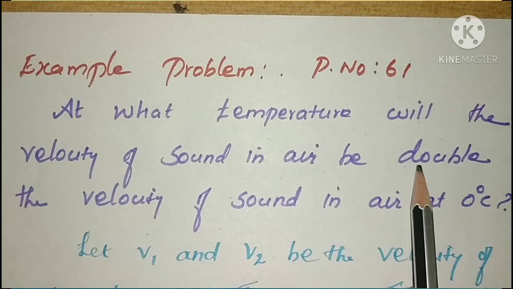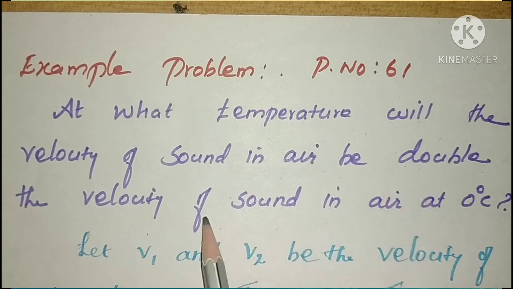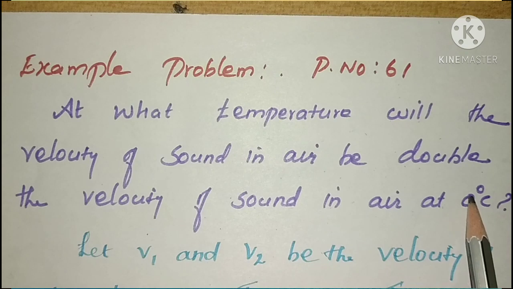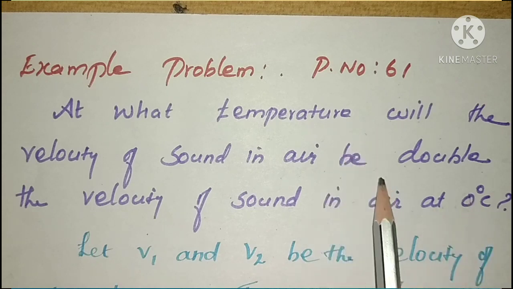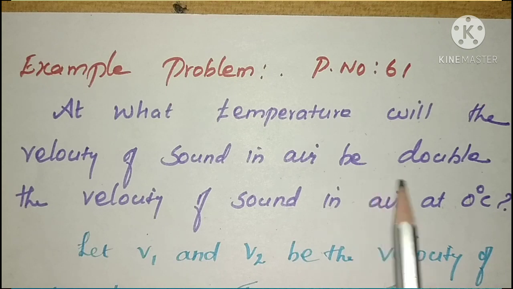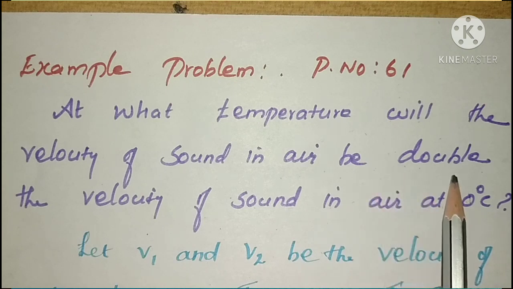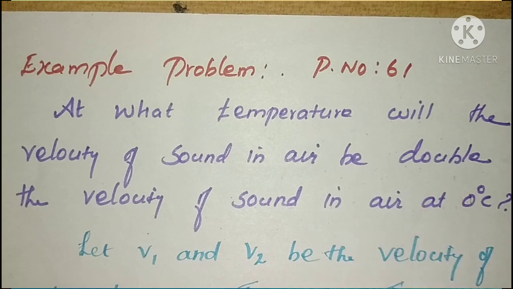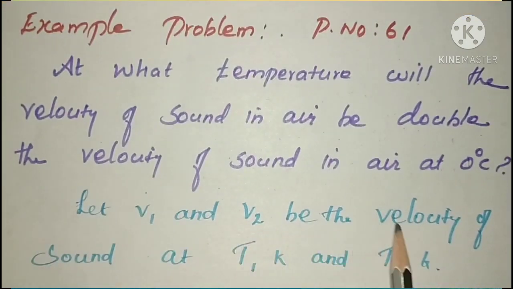When will it become double the velocity of sound in air at 0 degrees Celsius? If we increase the temperature from 0 degrees Celsius, to what temperature will the velocity of the sound be double? So here, let V1 and V2 be the velocity of the sound at the temperatures T1 and T2 Kelvin.